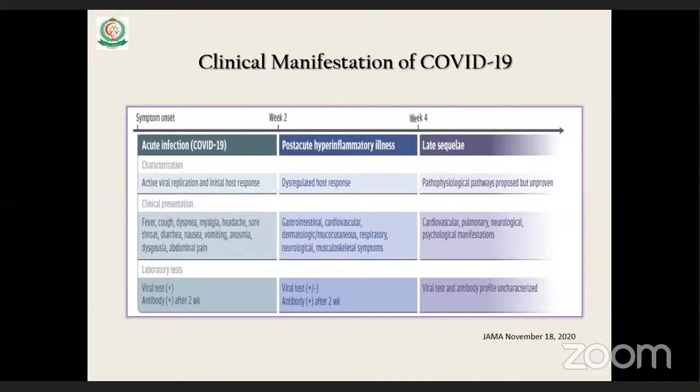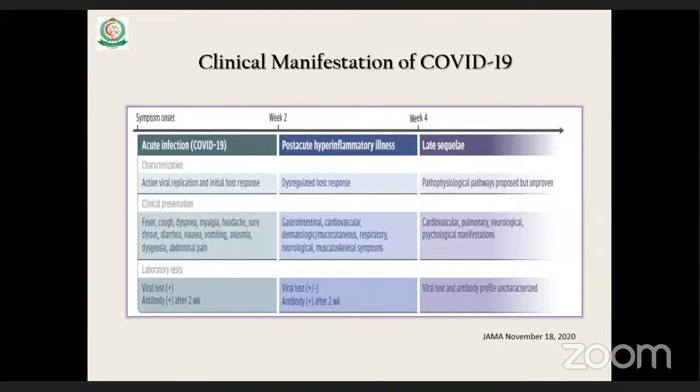Okay, now the stages of the disease, as we again mentioned earlier. The acute infection phase is due to active replication of the virus, and it's up to 10 days to 2 weeks. And here the PCR is always positive, and the antibody will start to be positive after 2 weeks. After this stage, the other stage starts, which is the hyperinflammatory syndrome, and it is due to the release of a huge influx of cytokines, or dysregulated host response.